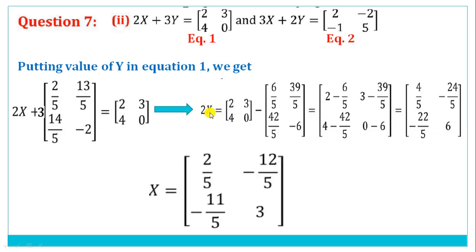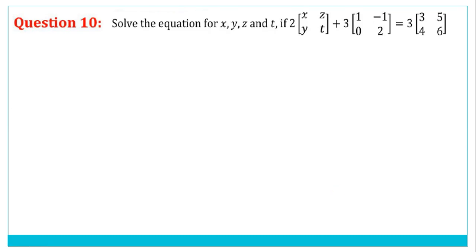After that, this is 2x, but we have to find the value of x. So what we will do, we will divide both sides of the equation by 2. So if 2x is divided by 2, this is what we will get, and if each element of this matrix is divided by 2, this is what we will get. Okay, simple division. And after that, we have found both the values of x and y, and our question is solved. Okay, move on guys. So this is your question number 10th.